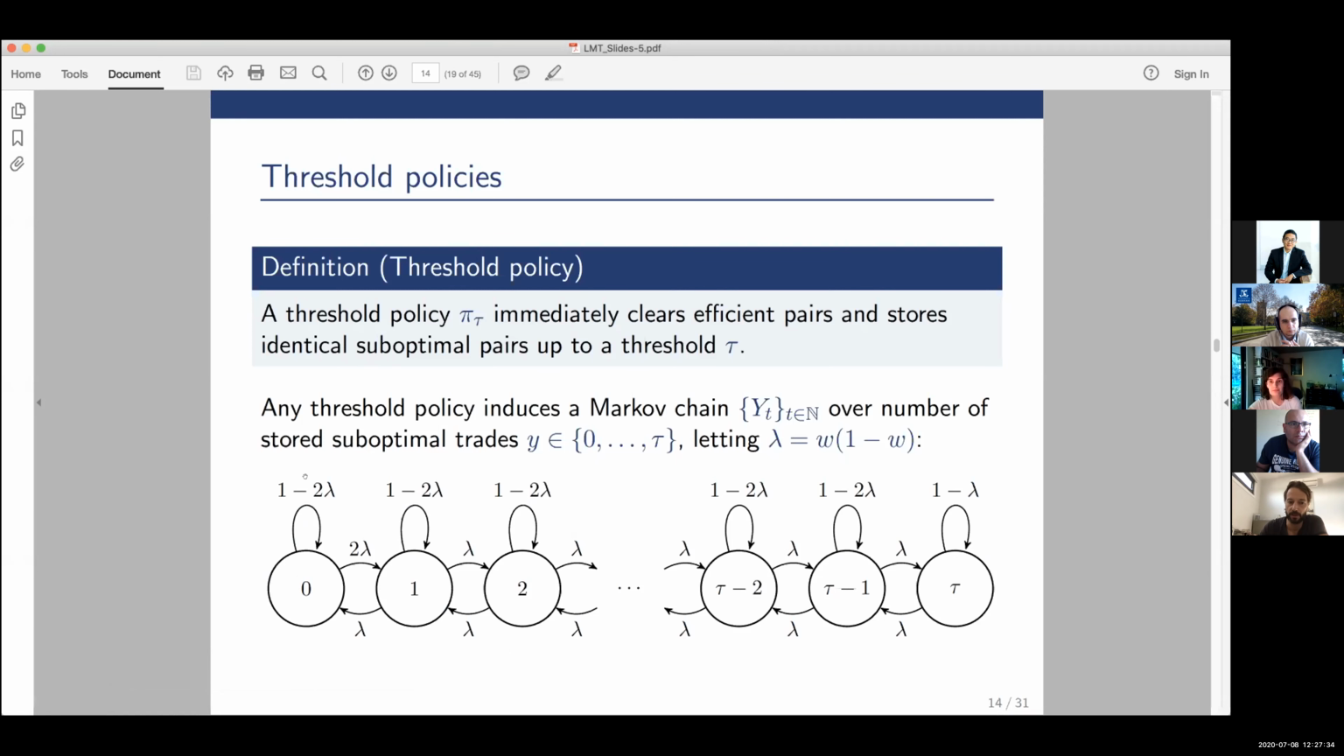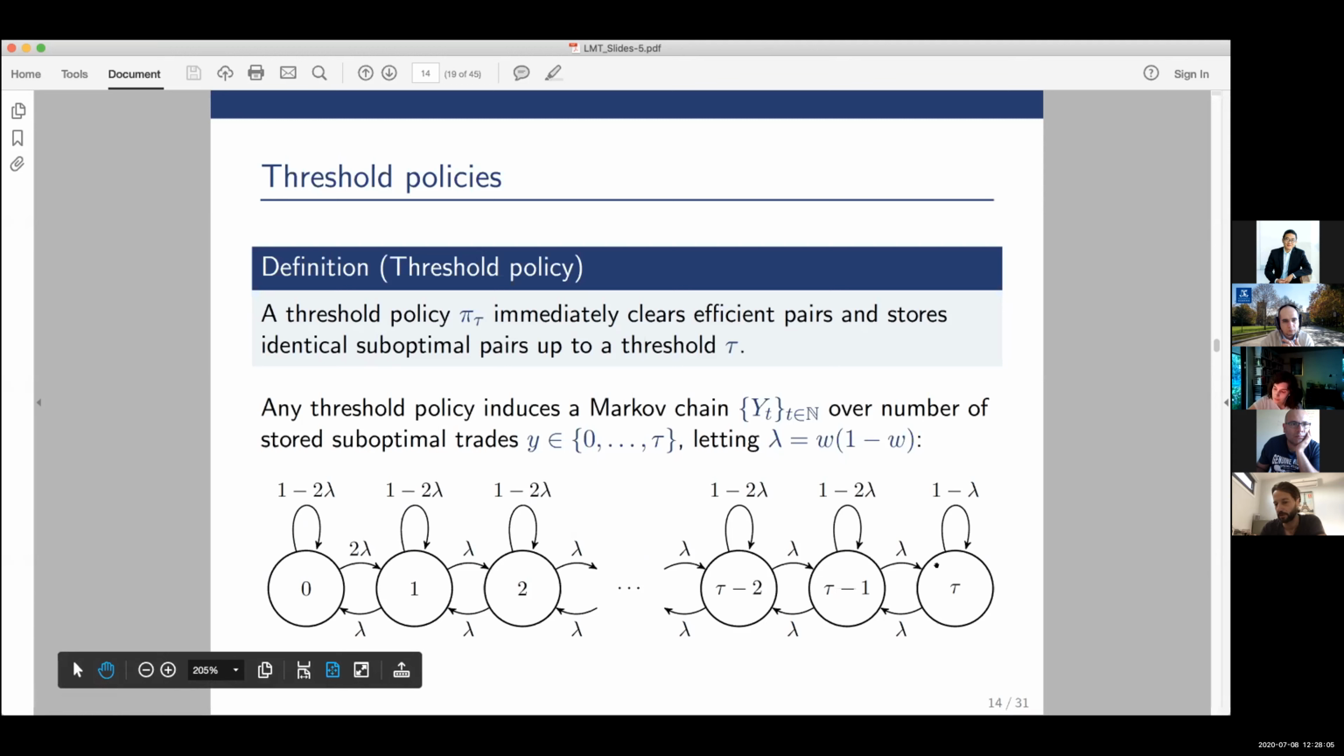With probability 1 minus 2 lambda, an inefficient pair arrives and you stay in that state. And in all other situations, sorry, that wasn't quite right. It's both situations: an efficient pair arrives, you clear it and you stay in that state, or an inefficient pair arrives and you stay also in that state. So these are the two situations in which you stay in state 0, and otherwise you move up.